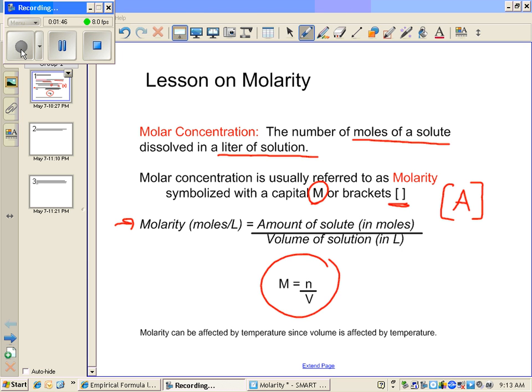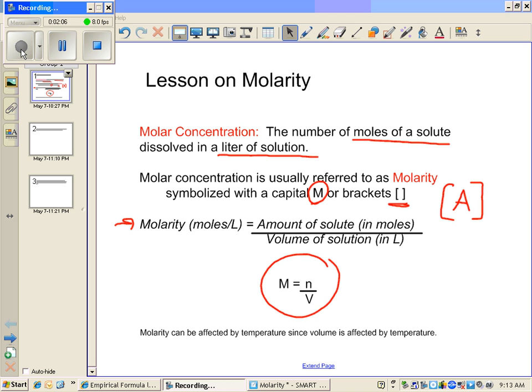And again, molarity is affected by temperature because temperature affects volume. Remember, if you change the temperature, you can expand or contract things, right? So you wouldn't use molarity if you're going to be changing temperature, like in freezing point and boiling point, things like that. All right.